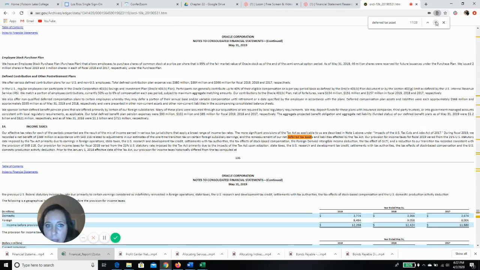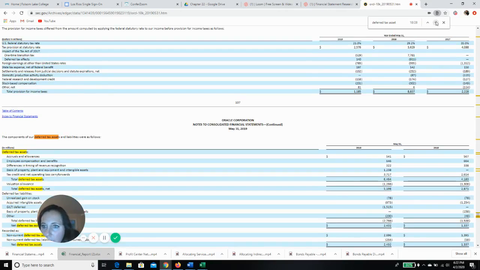Valuation allowance. Okay, so this tells us actually what's in deferred tax asset and how it compares to last year. So accruals and allowances went down a little bit. Employee compensation and benefits actually went down, so I may take that out. But here are the big two things that increased.